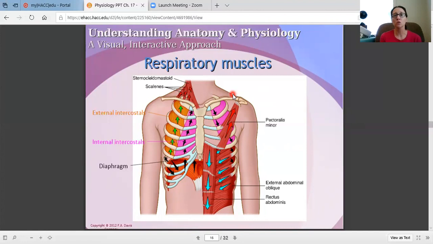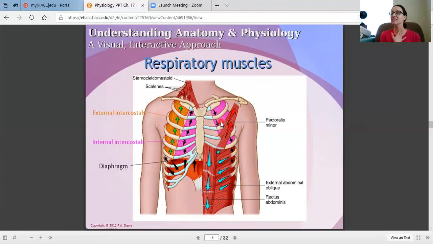Pectoralis minor is also one of those muscles that can assist with respiration, but is not a primary muscle of respiration. Pec minor, remember, can draw ribs 3, 4, and 5 up and out if the scapula is fixed. Normally, of course, it brings the scapula into protraction, but if the scapula is fixed, it can help lift those ribs up and out.